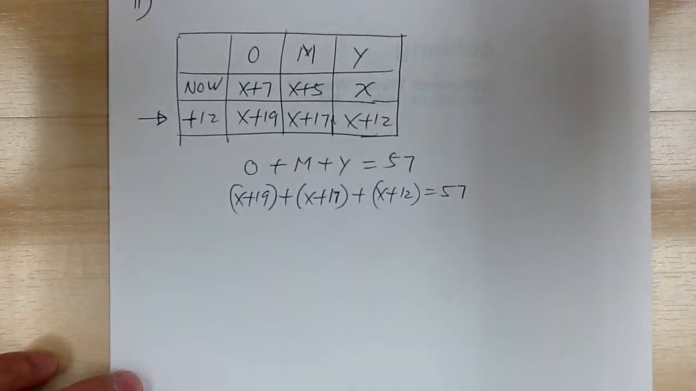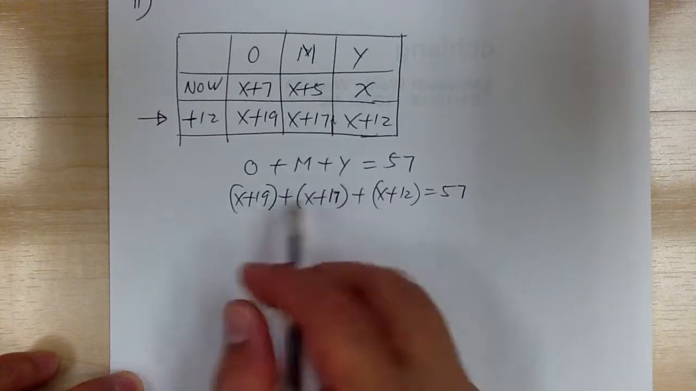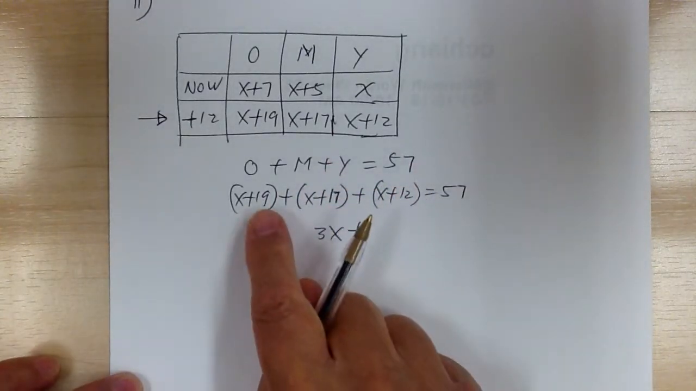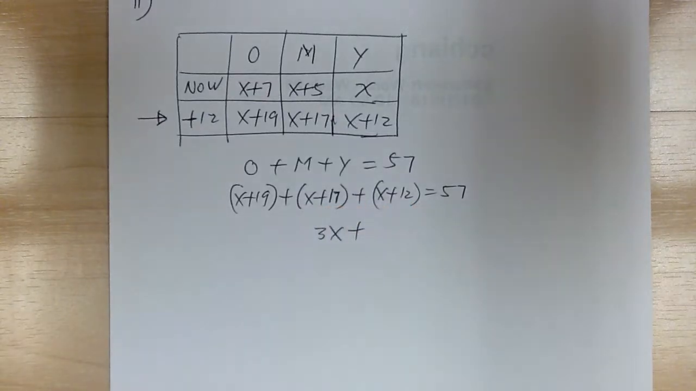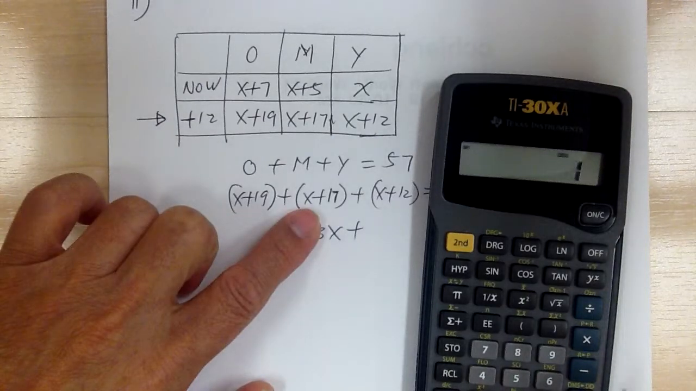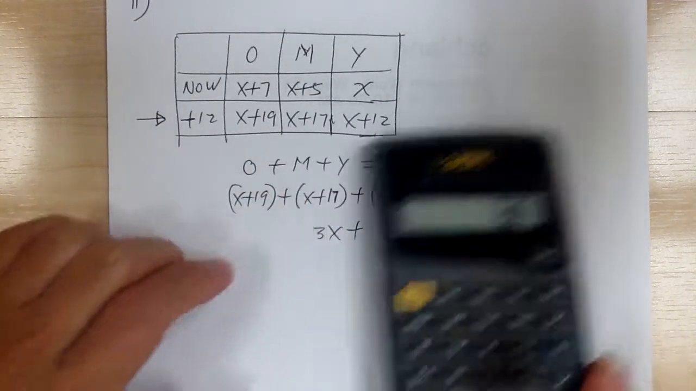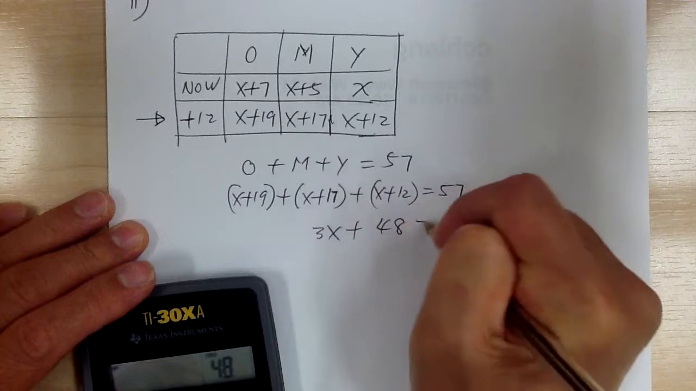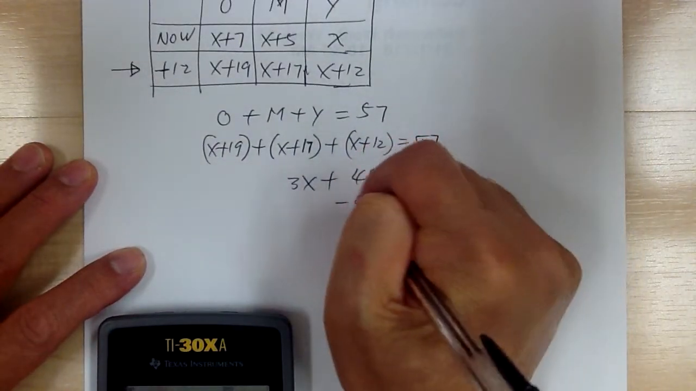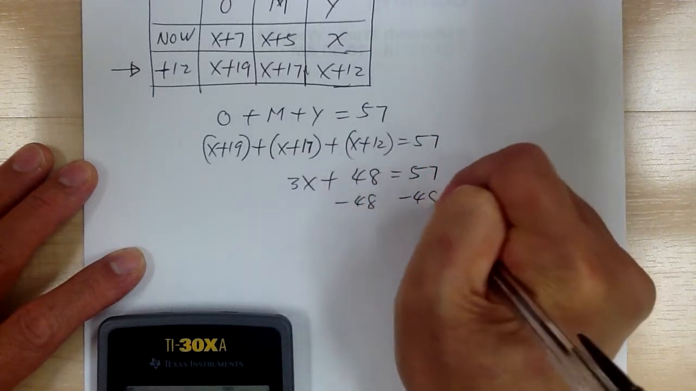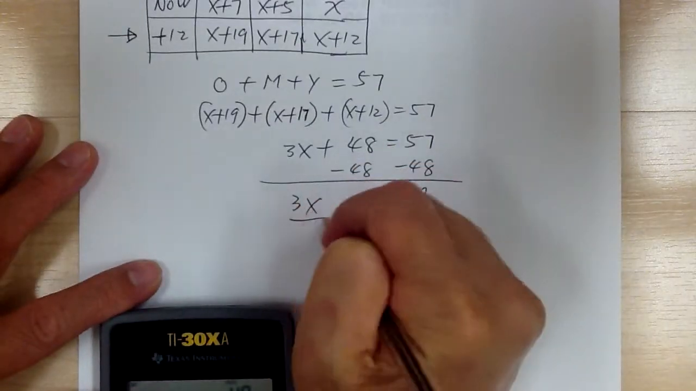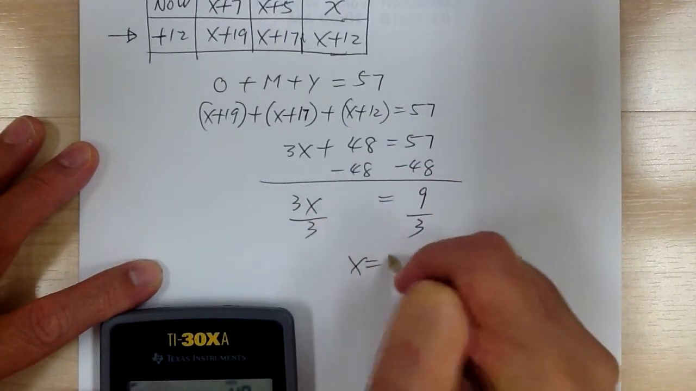So after you substitute, you simplify. So x plus x plus x is 3x. And you have 19, 17, and 12. So get the calculator and add these things up. So 19 plus 17 plus 12 equals 48. And then after that, continue to solve. So minus 48 on both sides. So you get 3x equals 9. Divide by 3, divide by 3. So x equals 3.